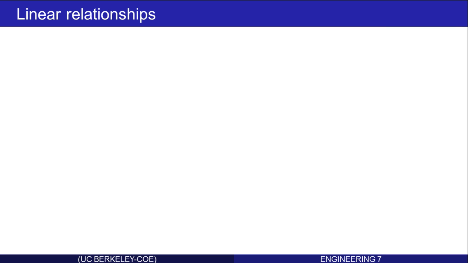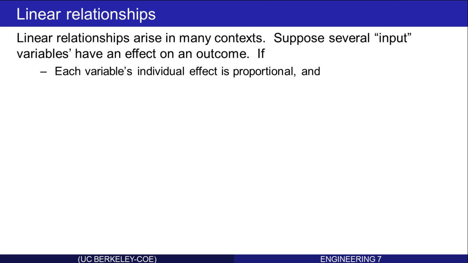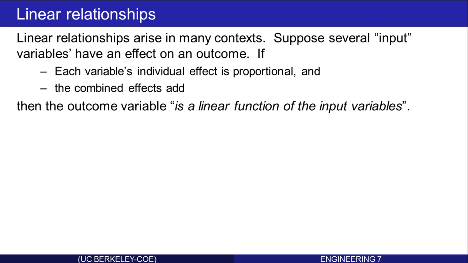When do linear relationships arise? Well, suppose that several input variables have an effect on an outcome. If each variable's individual effect is proportional to that variable's level, and the combined effects add, then we say that the outcome variable is a linear function of the input variables. The food nutrient example had just that property.